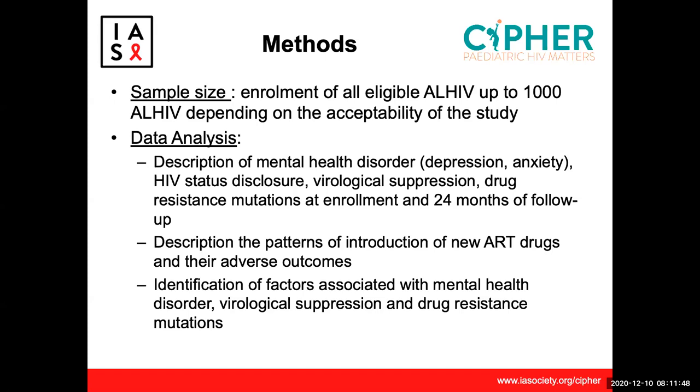We expect to include up to 1,000 adolescents. For data analysis, we will use descriptive statistics to describe our outcomes and also regression models to identify factors associated with mental health disorders and virological response.